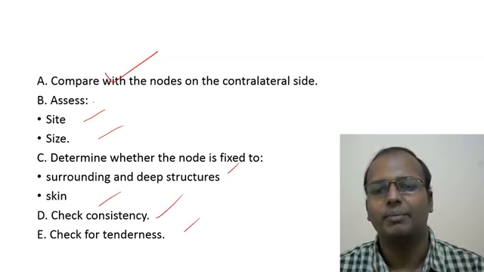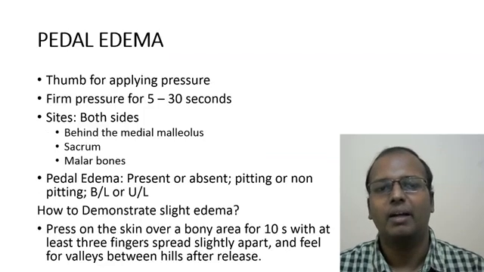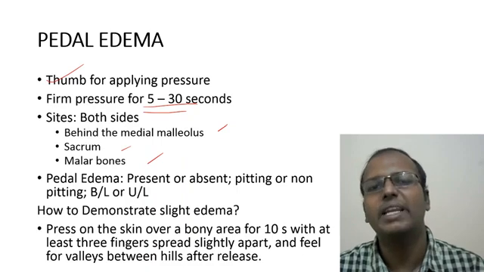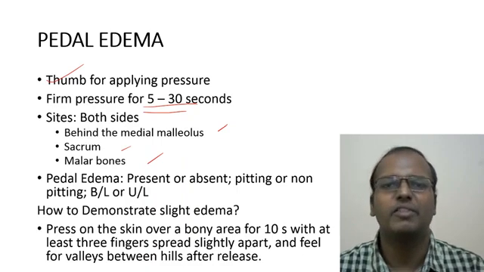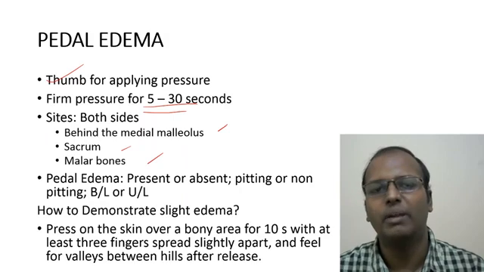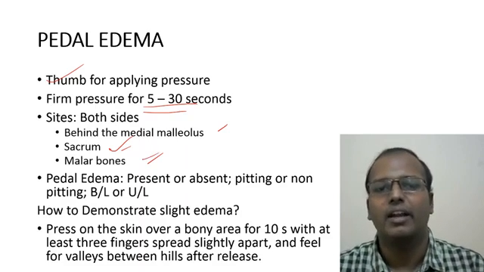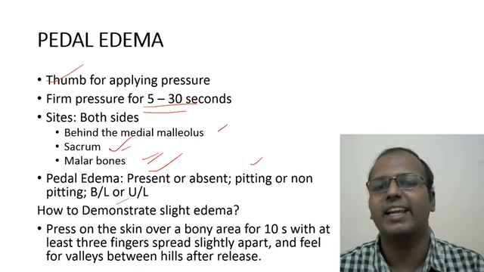Next, coming to our topic, it's pedal edema. You can apply pressure with the help of the thumb. Firm pressure should be applied for 5 to 30 seconds. Sites: you have to check both sides behind the medial malleolus, sacrum and malar bones. The medial malleolus is the most common site, because when the patient is ambulant, the fluid gets accumulated in the lower limbs, whereas if the patient is bedridden, you have to check for presacral edema. You can also check above the malar prominences. You have to comment whether pedal edema is present or absent, pitting or non-pitting, and bilateral or unilateral.